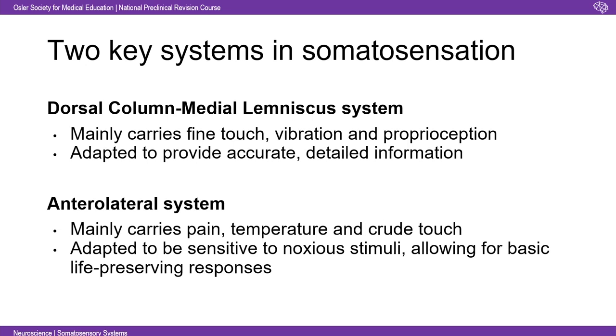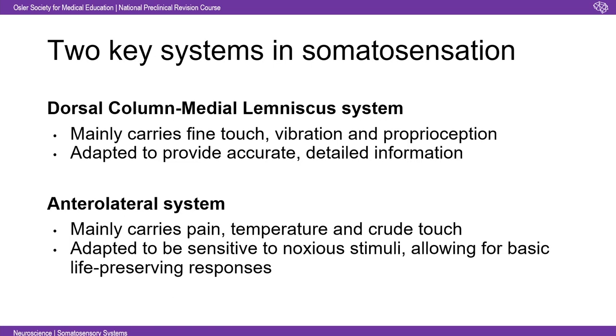And as we've discussed, there are two really key systems in somatosensation. So the first is the dorsal columns, and then the medial lemniscal system. So that's all one system, which mainly carries fine touch, vibration, and proprioception. That's really adapted to provide accurate, detailed information, and we'll discuss how that happens.